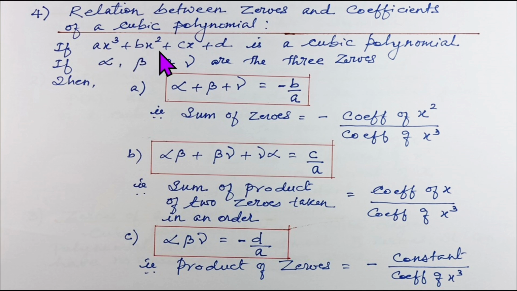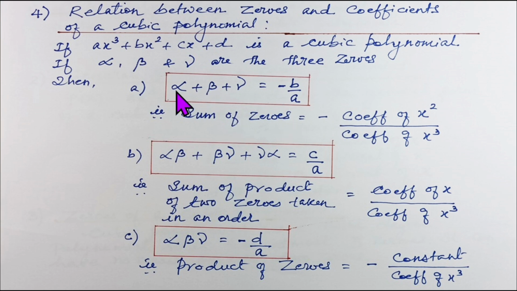Now, ax cube plus bx square plus cx plus d is a cubic polynomial. Alpha, beta and gamma are the 3 zeros. Then the sum of the zeros, that is alpha plus beta plus gamma, is equal to minus b by a. Or also we can say sum of zeros is equal to minus coefficient of x square, because b is coefficient of x square, upon coefficient of x cube because a is coefficient of x cube. That is what is the sum of zeros.